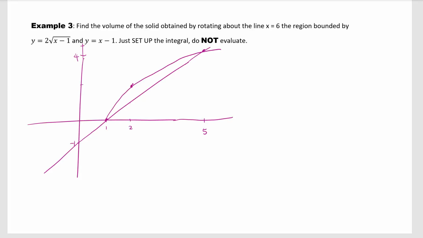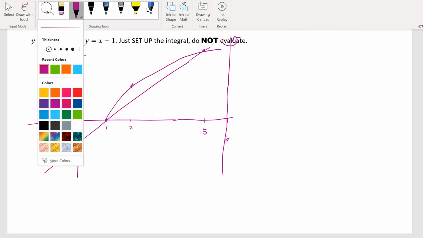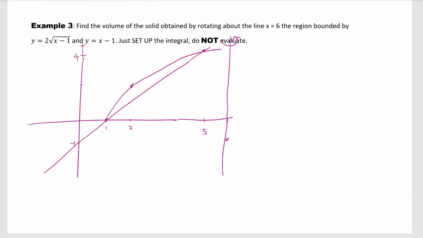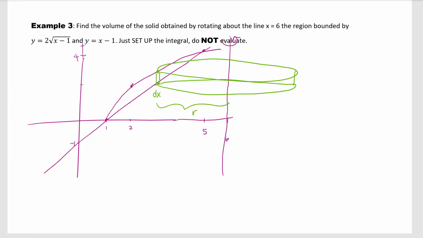Okay, so we want to rotate about the line x equals 6. Oh, 6 is right here. So we want to rotate about this. Okay, how do we cut it? In this way, let's use the shell method, so we can cut it parallel to the axis of rotation. That's why this is the x. And what happened to the endpoints? We draw it and we get a cylinder, right? It's ugly, but it's a cylinder, with this being my r and this being my h. What is r?